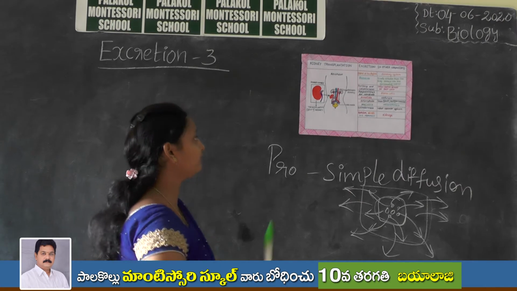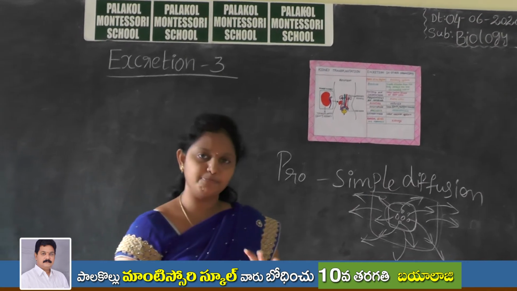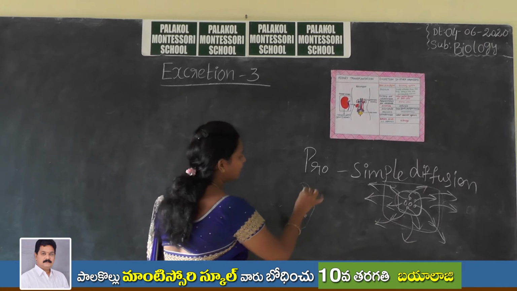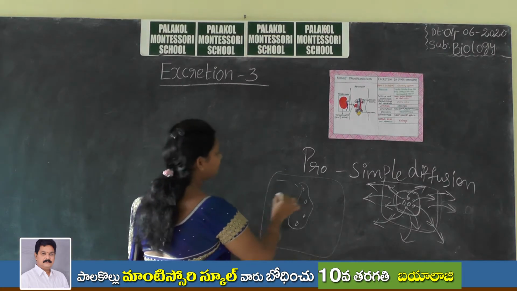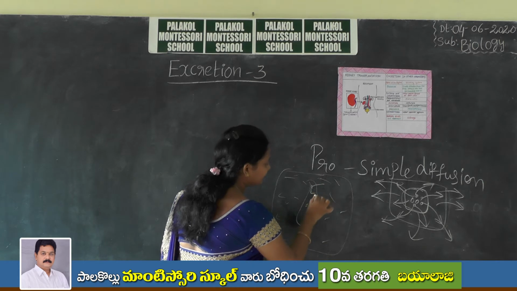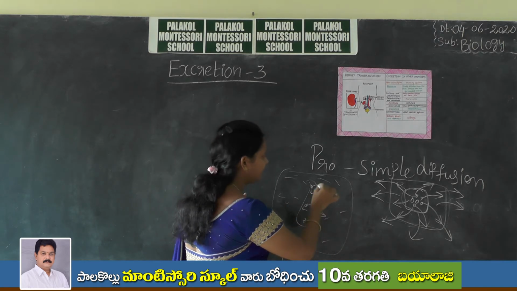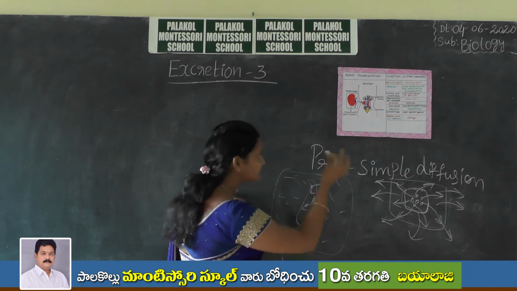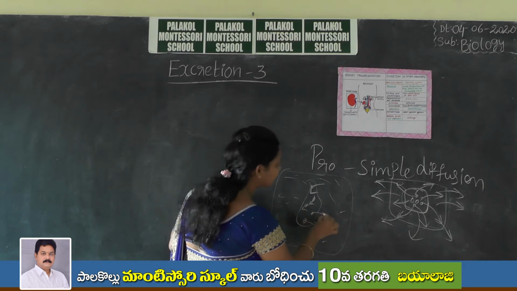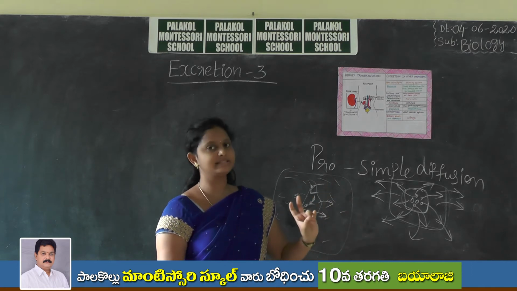Second one, porifera and cnidaria. Water bathes almost all their cells. In the case of porifera, the body has pores, and they are always present inside the water. Through these pores, water can enter and leave. This is the excretory function in the case of porifera and cnidaria.